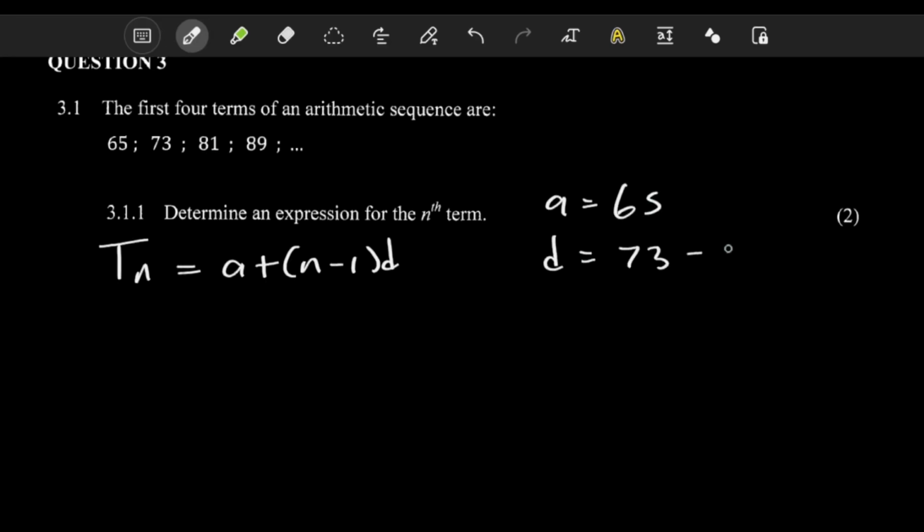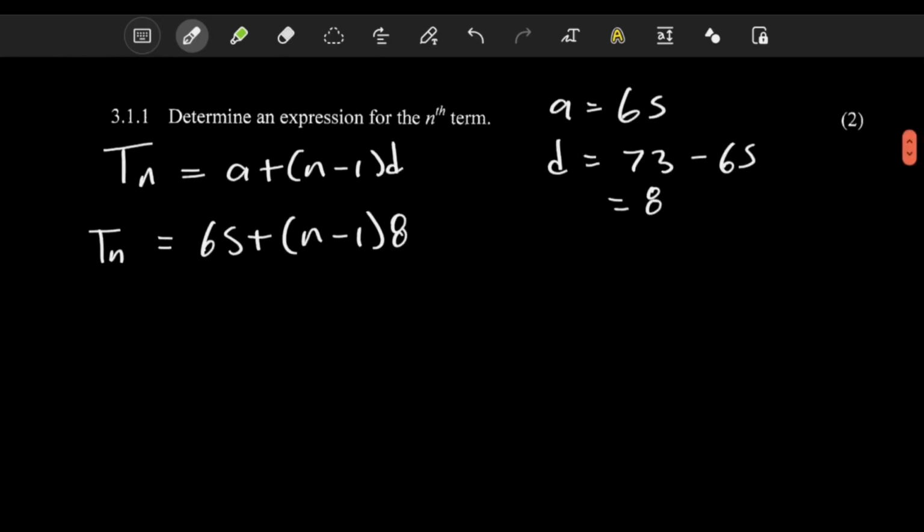So it's 73 minus 65. I think this is giving you an 8, but mental math is dangerous in exams, so let's get that from the calculator. This is definitely an 8. As long as you have a and d, you're done, because here Tn is equal to 65 plus n minus 1, and then your value for d. Here you may want to simplify. This is 8n minus 8.